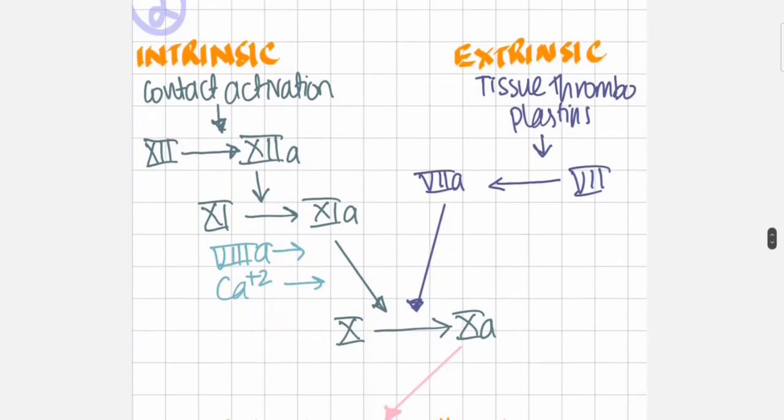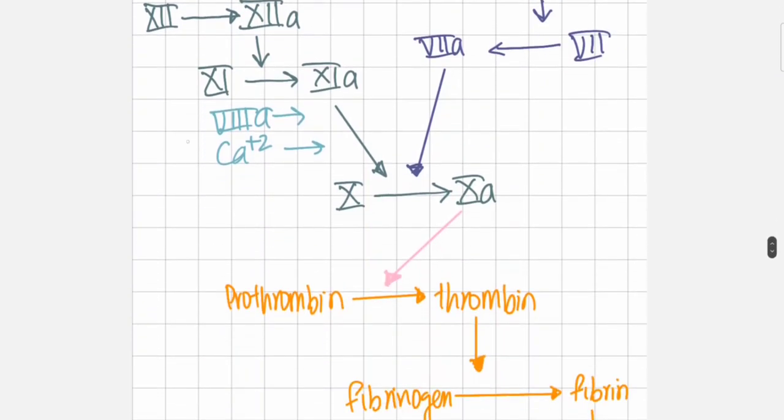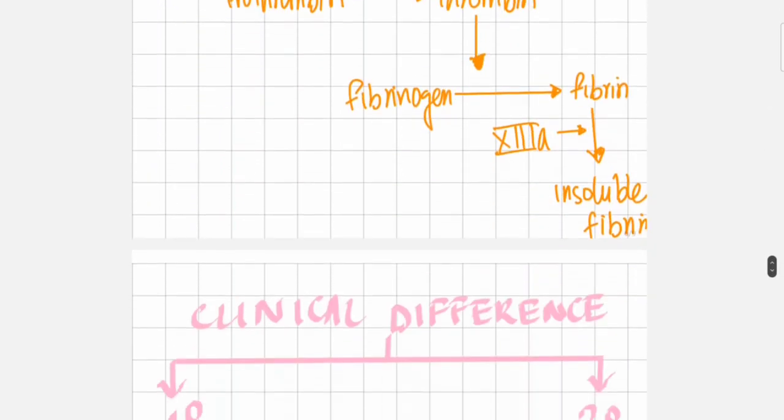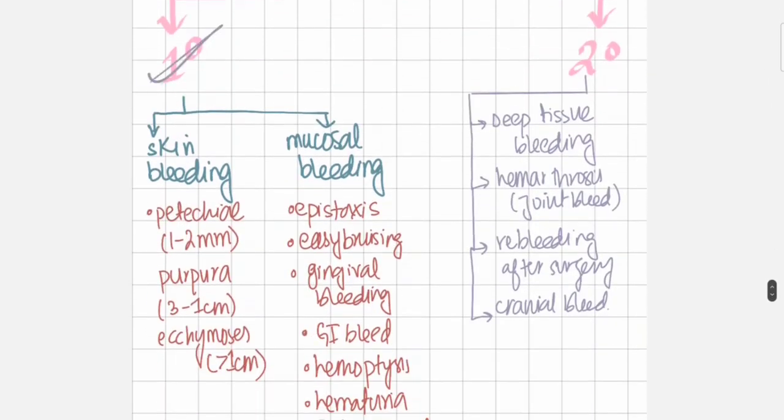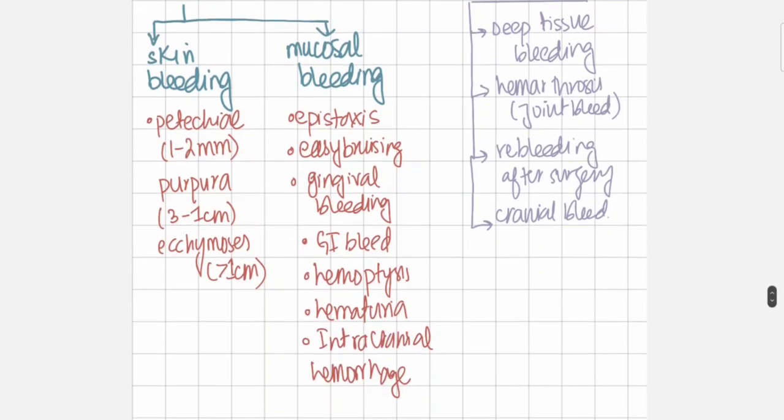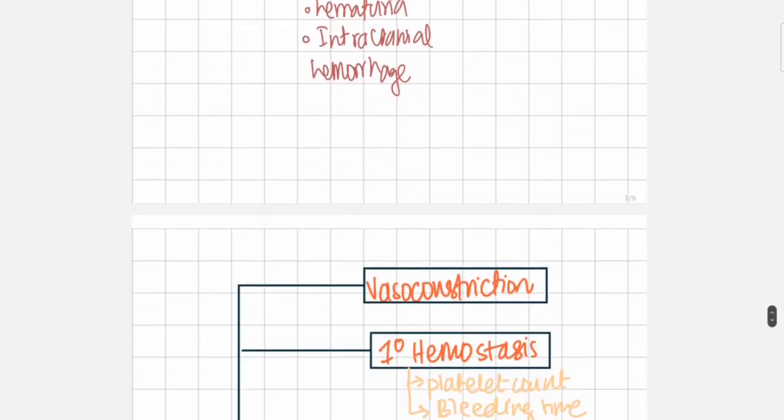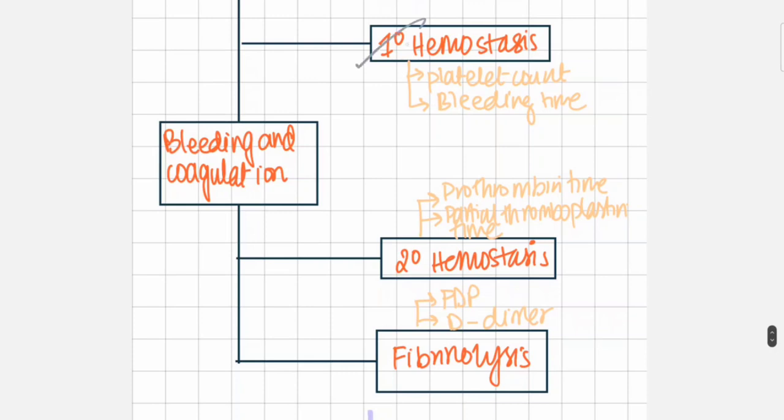And in the coagulation cascade, factor 8 requires von Willebrand factor for stabilization, because without von Willebrand factor, factor 8A is going to degrade, or it's unstable. So it's both primary and secondary. So you're going to have deep tissue bleeding, hemarthrosis, rebleeding, and cranial bleed, plus skin and mucosal bleeding. Right here, it has problems with both primary and secondary hemostasis.